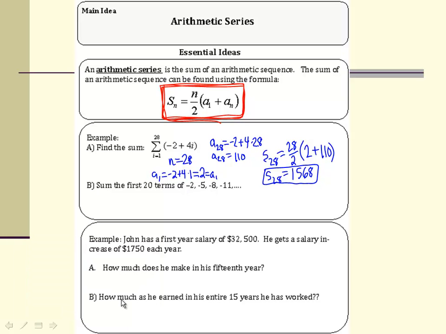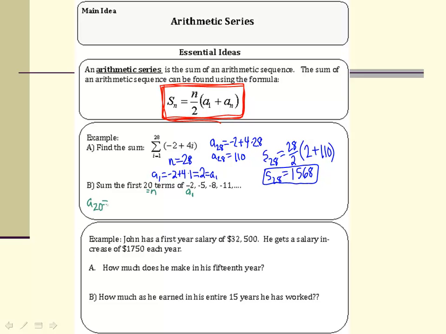Let's do this second example, B. The sum of the first 20 terms, so that's n equals 20, of negative 2, so negative 2, there's my a sub 1, negative 2, negative 5, negative 8, negative 11. Now, we need to know a sub 20.